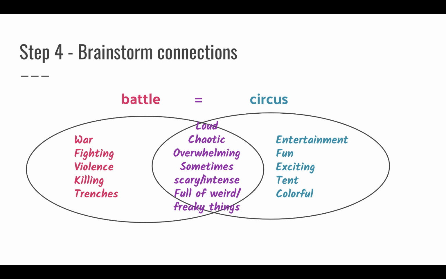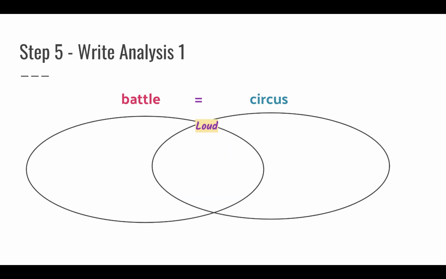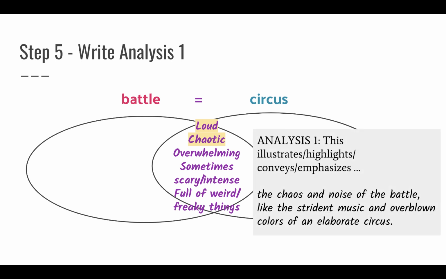Once I've thought of my connections, I have to divide them out into 2 different pieces of analysis. Remember, to exceed the standard, you need 2 different, nuanced pieces of analysis that build on each other. And to pass, to meet, you need at least 2 different ideas in your analysis. So for my analysis number 1, I'm going to focus on these 2 common characteristics. It's loud and it's chaotic. And then here's what I'm going to write for my analysis based on those first two.